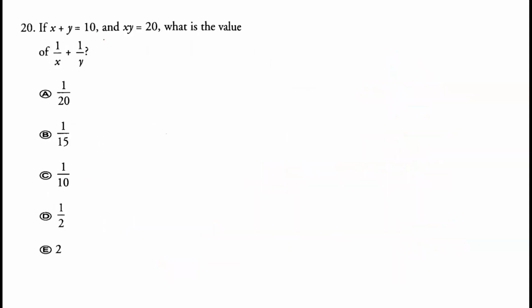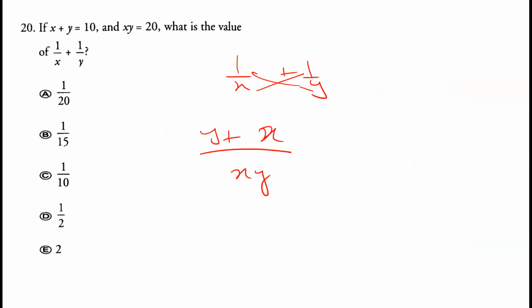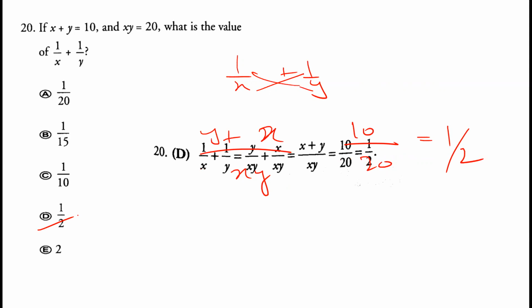Okay, if x plus y equals to 10 and xy equals to 20, what is the value of 1 over x plus 1 over y? We can write this expression by cross multiplying. So this would be (y plus x) divided by xy. So x plus y equals to 10 and xy equals to 20. So it is 10 divided by 20, that is 1 by 2. The correct option is D.